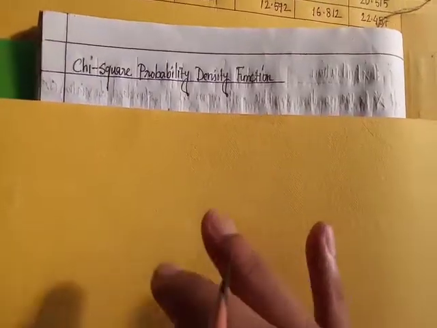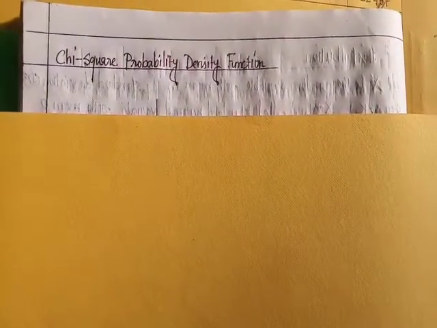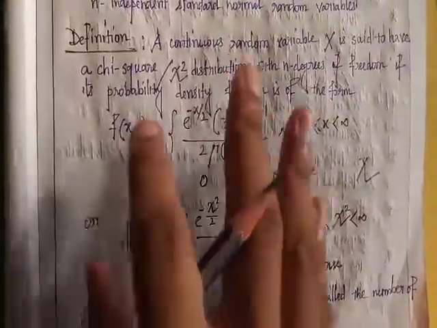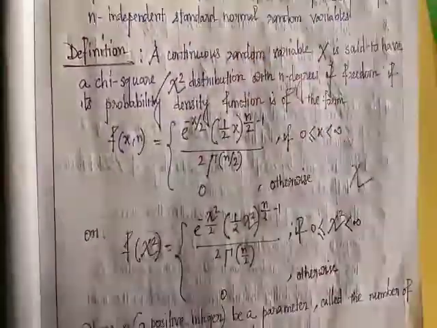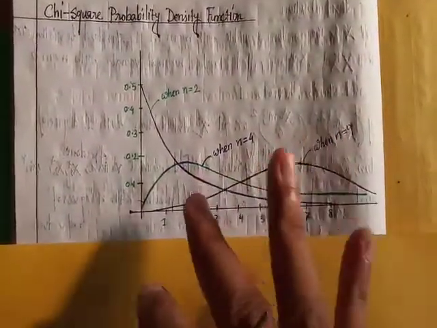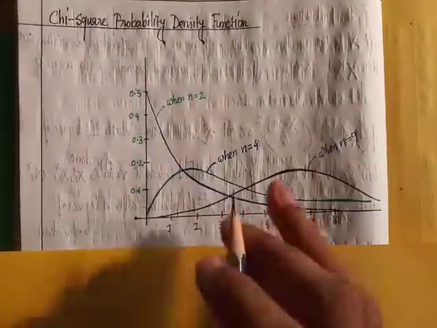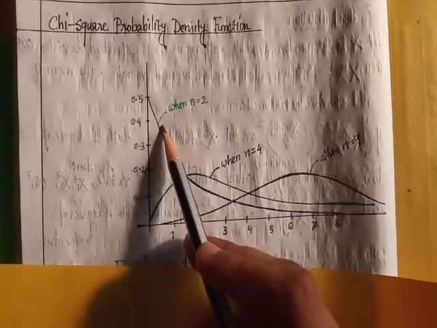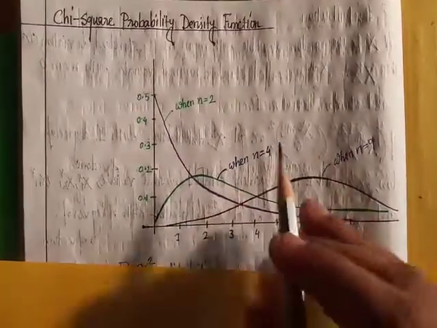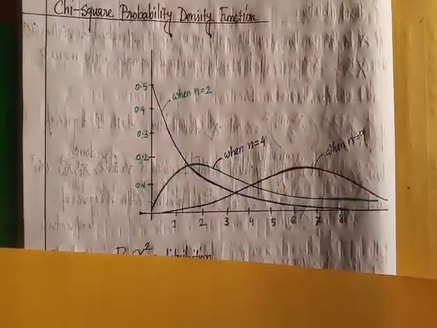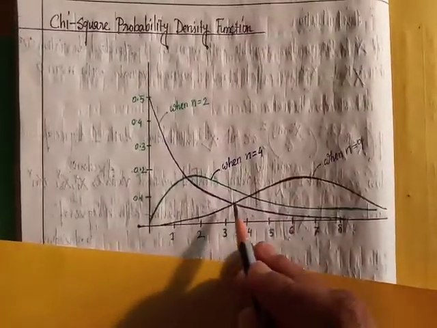Next, we will discuss the chi-square density curve. If we draw the PDF of chi-square distributions, we get this. For 2 degrees of freedom, we get this curve. For 4 degrees of freedom, we get this curve. For n degrees of freedom, we get this curve.